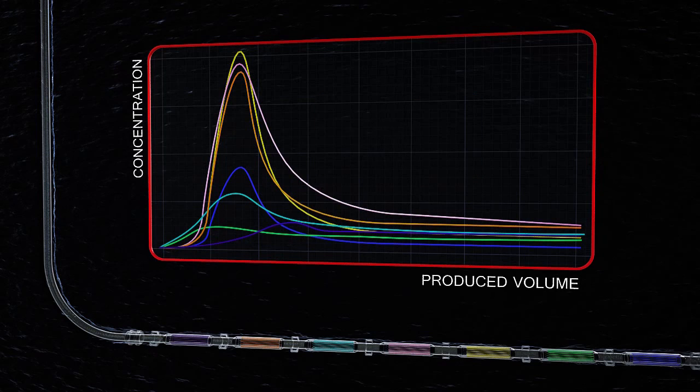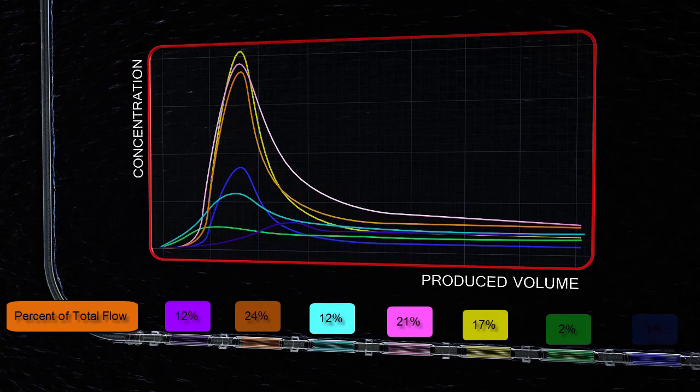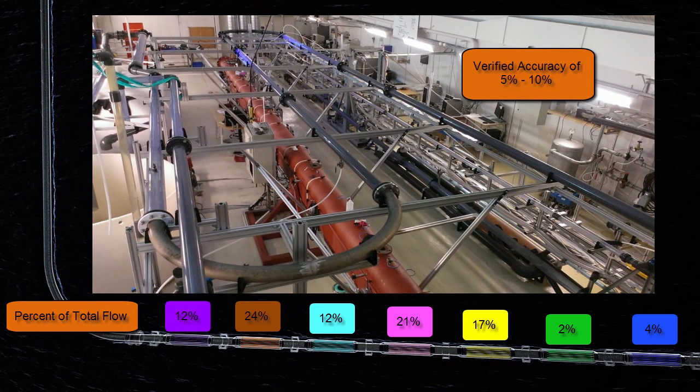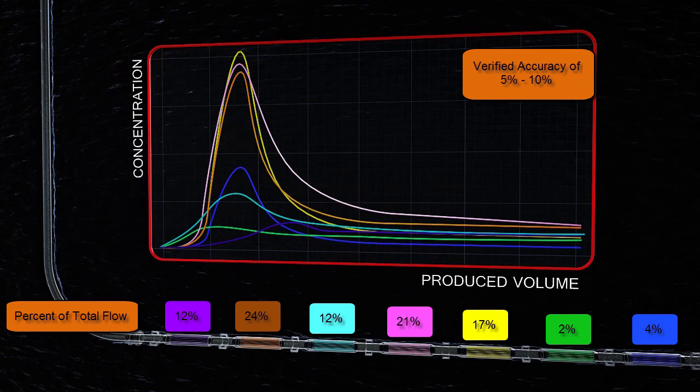RESMAN has developed a physics-based model that is applied to the concentration profile of each tracer signature to derive a % of total inflow for each zone. The inflow rate of each zone, in barrels per day, can be determined by multiplying the % inflow by the total well rate. RESMAN has recently performed an extensive test program in a full-scale flow loop that has verified this model over a wide range of flow rates. This has shown to yield an accuracy of 5 to 10%.